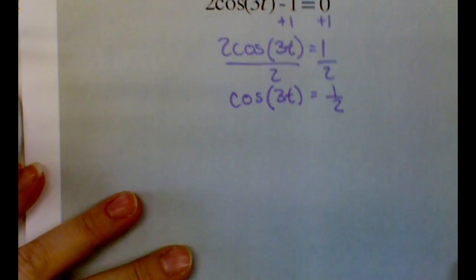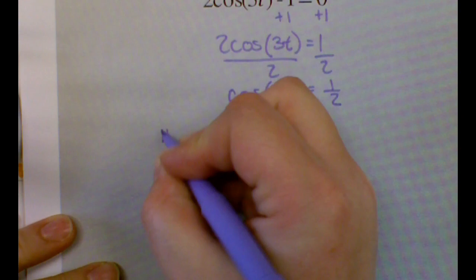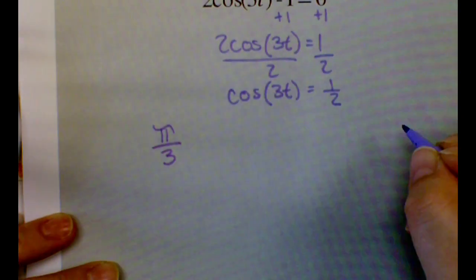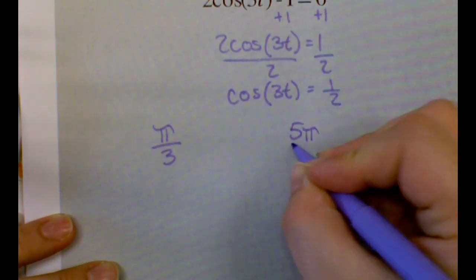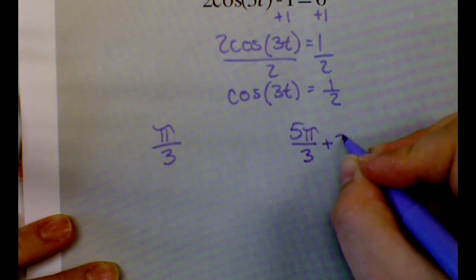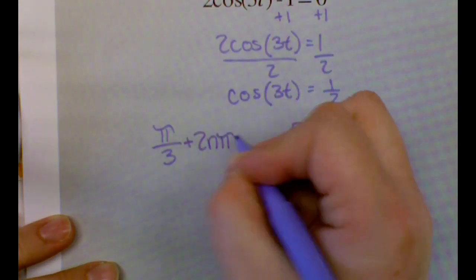And now, what angle has a cosine of 1/2? Well, pi over 3 and 5 pi over 3. Remember, those are plus 2n pi, unless I find a better way to write it.